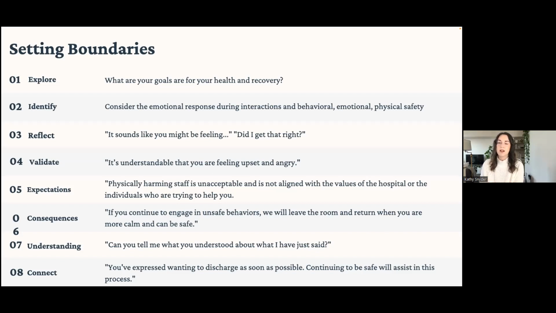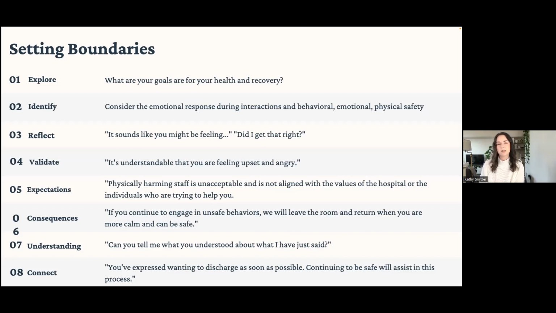And so the first thing I always do with a patient is try to explore their goals. What are their goals for their health and their goals for their recovery? And I will ask them this question: what are your goals? Is it to get out of the hospital? Is it to feel better? Is it to see your grandchildren next week? Is it to go home for Christmas or the holidays? What do you need by being here today?